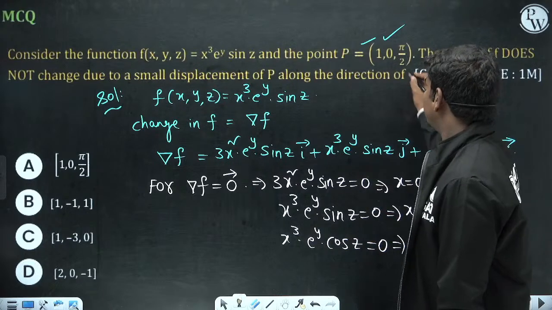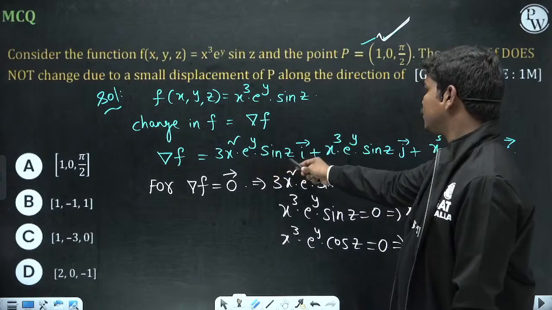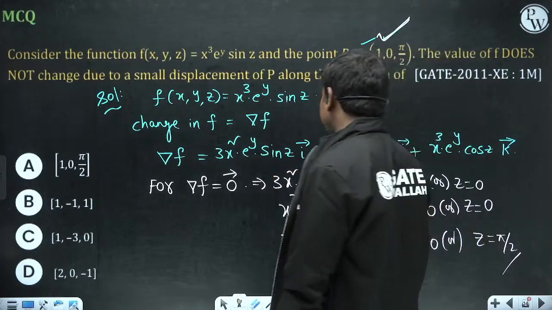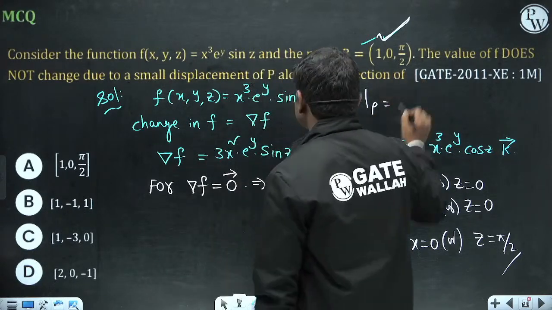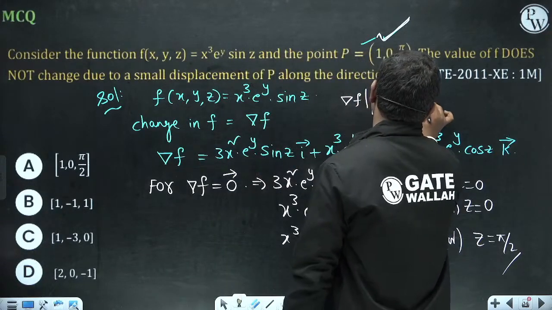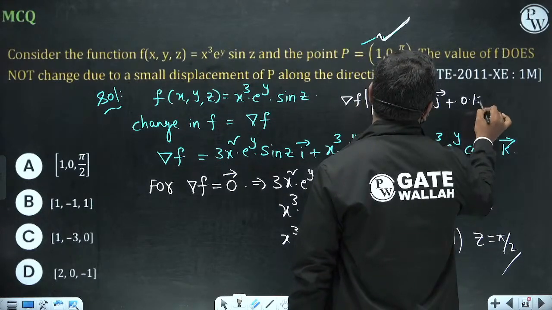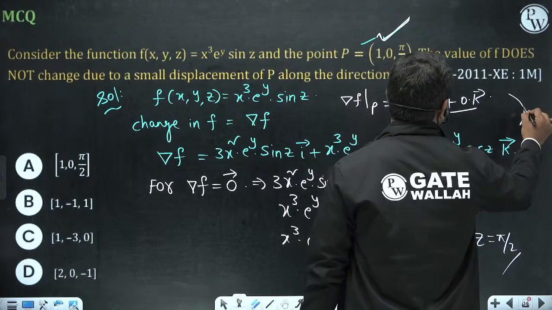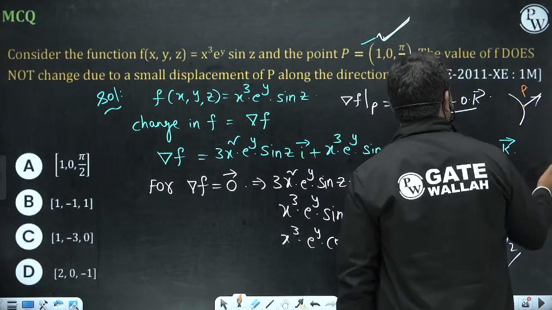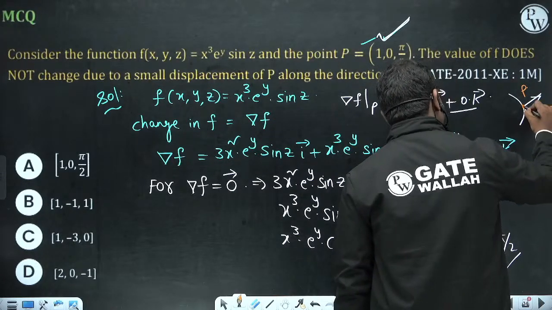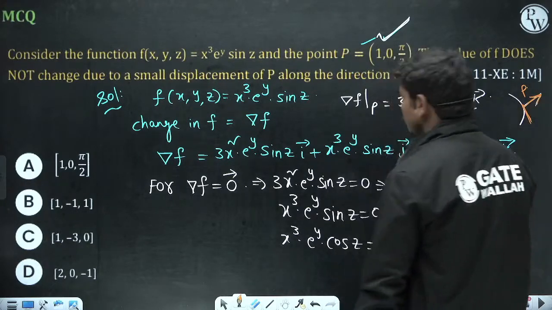So what is the point they have given? (1, 0, pi by 2). Putting this in, del f at this point P is 3i plus j plus 0 into k. This is the normal direction at the point P. Now, what is the direction in which there is no change? In the tangential direction, because the normal direction is the direction of maximum rate of increase. In the tangential direction, you don't experience any change.